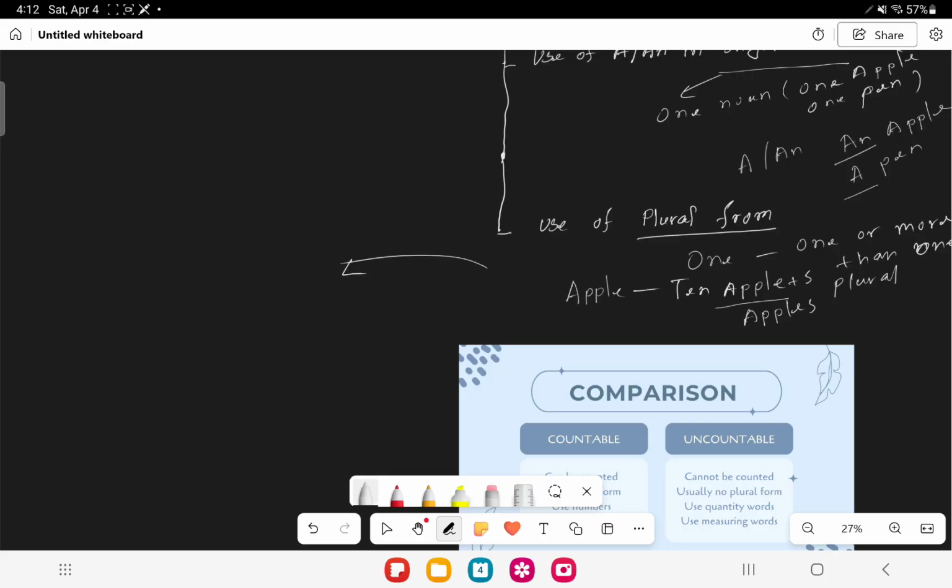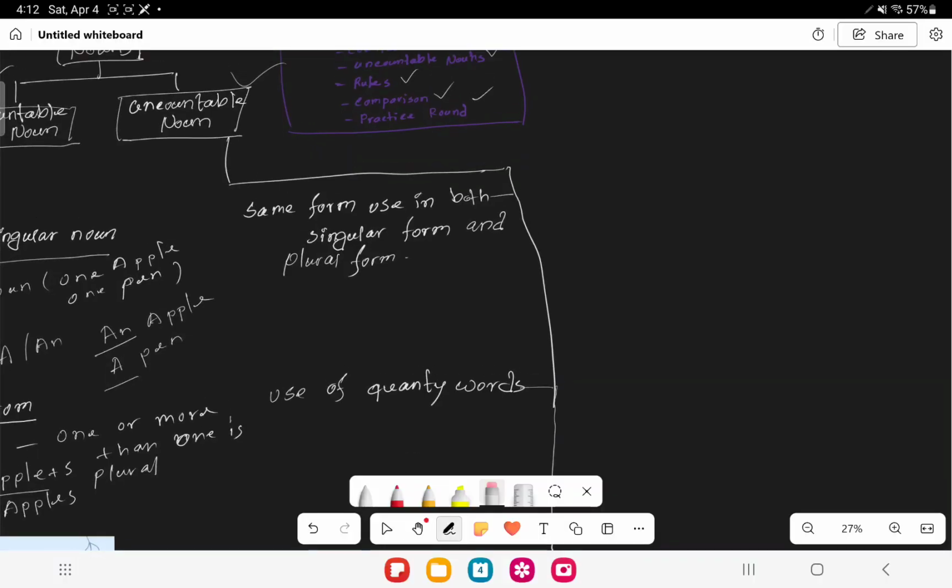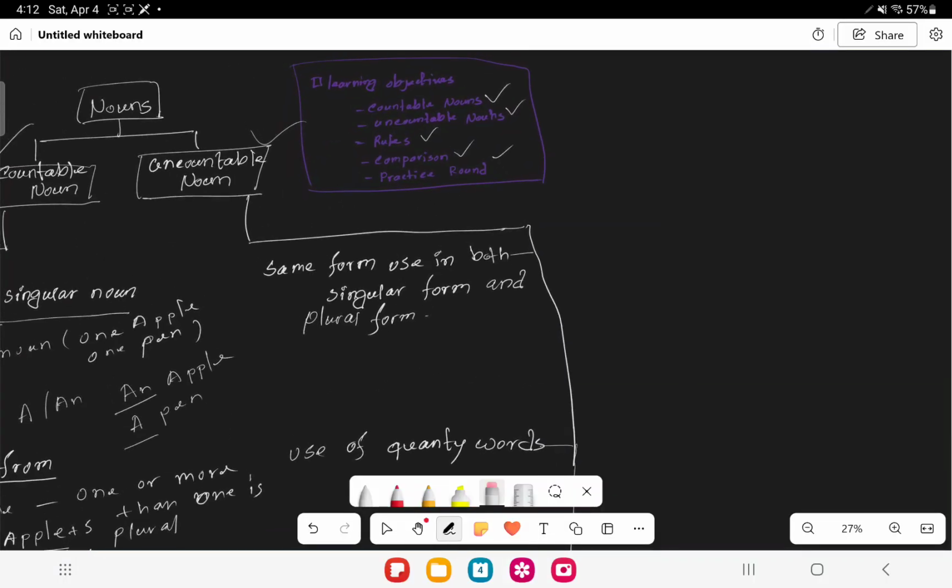Another example, an orange in singular form, but when we are using a plural, it's oranges. 5 oranges. You understand? You get it? Good.